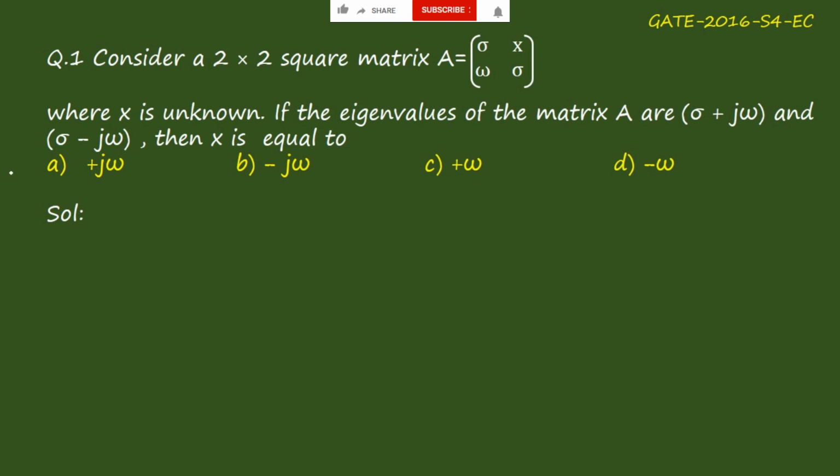Next question. The question is, consider a 2 cross 2 square matrix A equal to [rho, x; w, rho], where x is unknown. If the eigenvalues of matrix A are rho plus j omega and rho minus j omega, then x is equal to, they are asking, right?